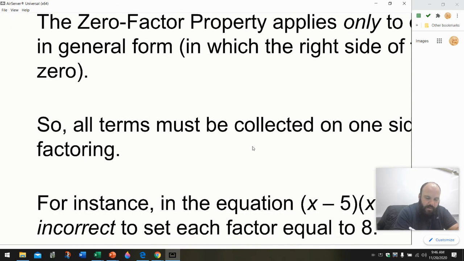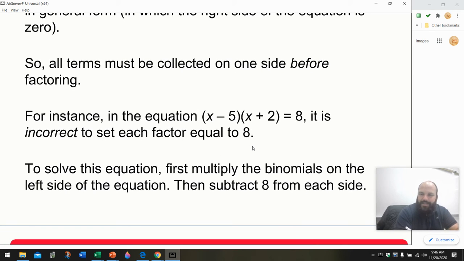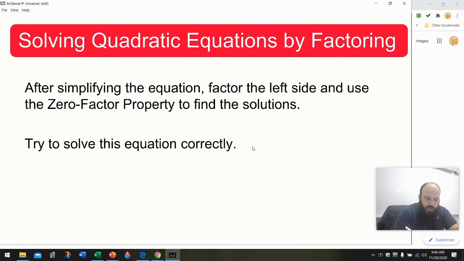And that's important to remember, that you have to get this thing in standard form, or as the book says, again, they're calling it general form, but it needs to be in standard form first before you can solve them.